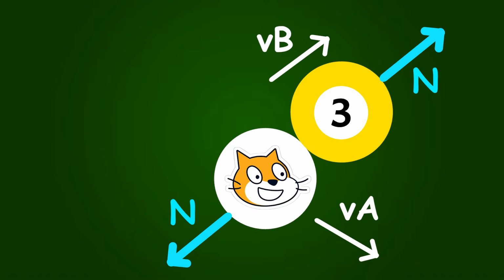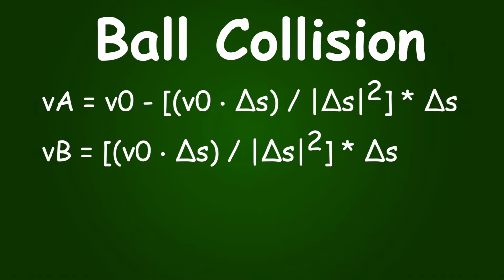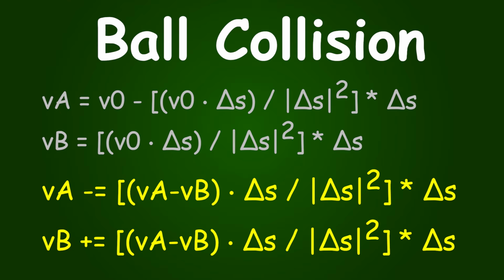And remember how we assumed the target ball was stationary earlier? Well, the coolest part is we can actually generalize these equations to scenarios where the target ball is also moving by simply replacing the v0 as va minus vb and updating the velocities as follows. So va would be subtracted by (va minus vb) dot delta s divided by the magnitude of delta s squared times delta s. And vb is updated with the exact same term, except we're adding to it rather than subtracting.